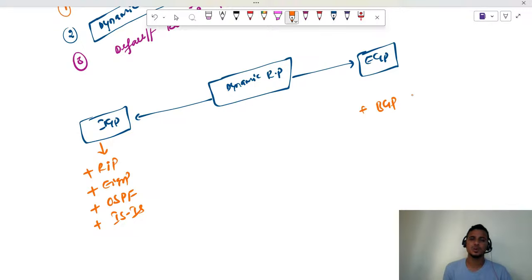In EGP we have only one protocol, that is BGP. BGP stands for Border Gateway Routing Protocol. Here I'll give the abbreviations as well.